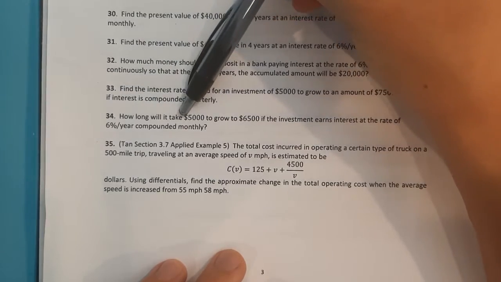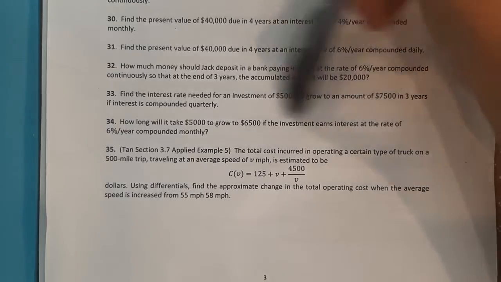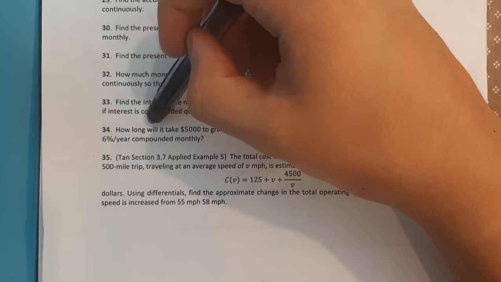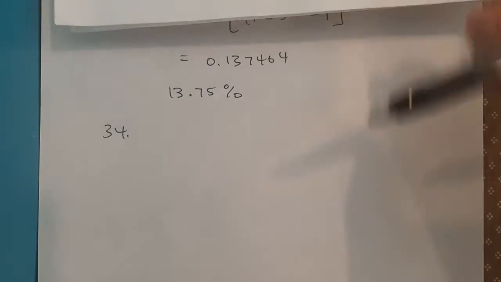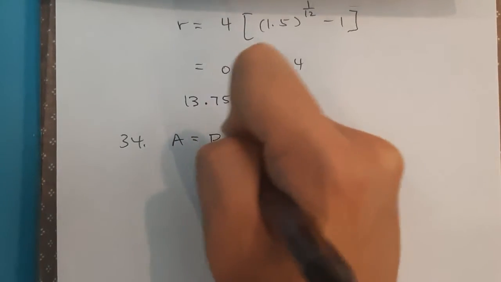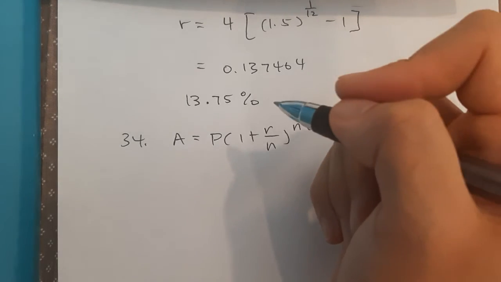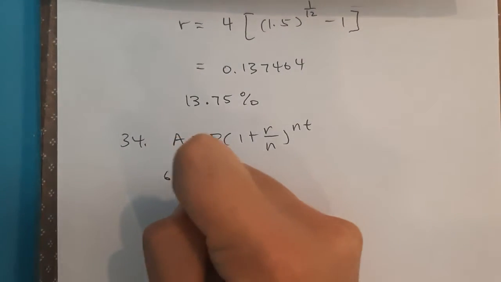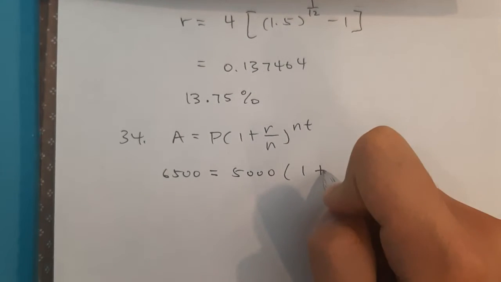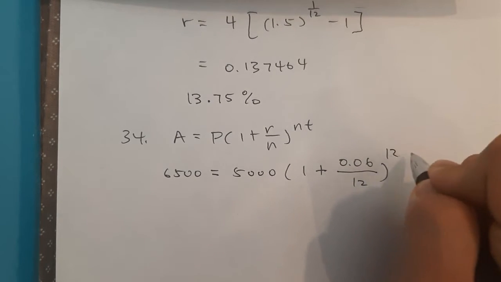How long will it take $5,000 to grow to $6,500 if the investment earns interest at the rate of 6% compounded monthly? So here we have, how long will it take, that means we're solving for t. Here we have A equals P (1 plus r over n) to the nt. And here we got 6,500 equals P, which is 5,000, times 1 plus r, which is 0.06, monthly, so that's 12, and then t.